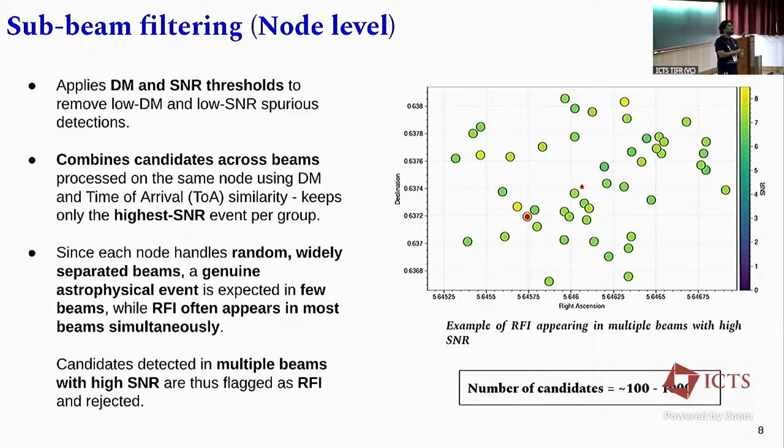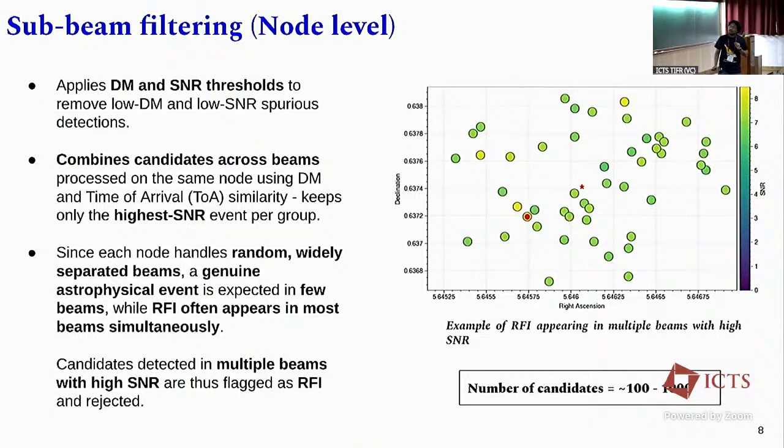Why we didn't do this in the previous stage is because sometimes for clustering, low DM and low SNR candidates are also important to get those clusters. So in this stage, we just get rid of the low DM and low SNR candidates, which are just spurious candidates. Then we combine across different beams, we combine the candidates having similar DM and similar time of arrival, and then just select the best candidate out of that.